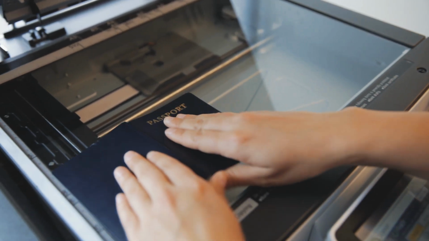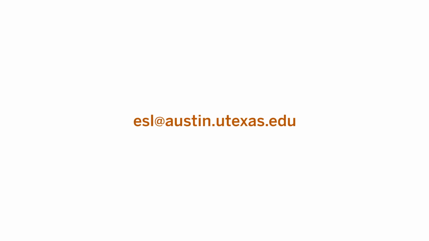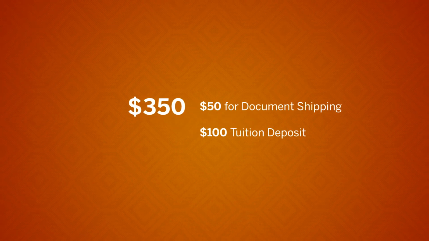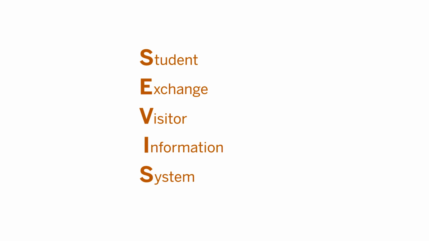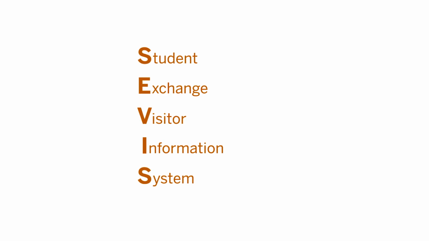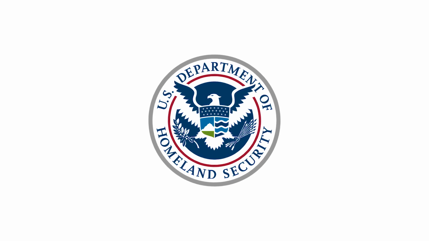You may email us the passport copy and bank statement as attachments or take pictures and send them to esl@austin.utexas.edu. Pay $350 online through the link we provide you. The $350 covers $50 for document shipping, a $100 tuition deposit, and the $200 SEVIS fee. SEVIS stands for Student and Exchange Visitor Information System. SEVIS is a database of the Student and Exchange Visitor Program, which is a part of the U.S. immigration authorities that regulate international students and visitors. Note, you do not pay the full tuition until you arrive on campus.